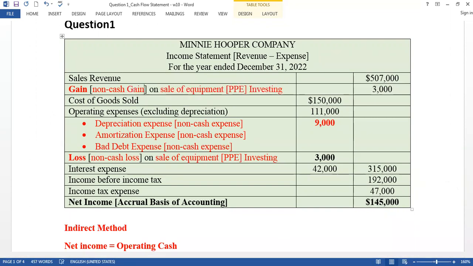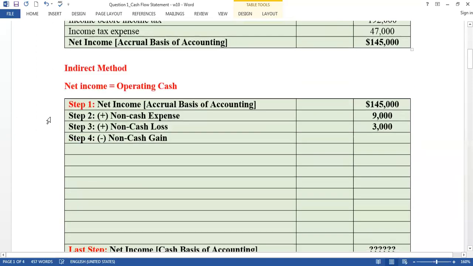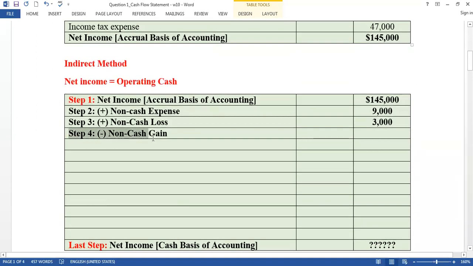So this non-cash gain increases our net income, but does not increase our operating cash. That's why we are going to deduct this money from net income. If we have any non-cash gain, we have to deduct it from the net income. You understand? Because gain increases the net income, but cash does not increase. So we deduct this money.